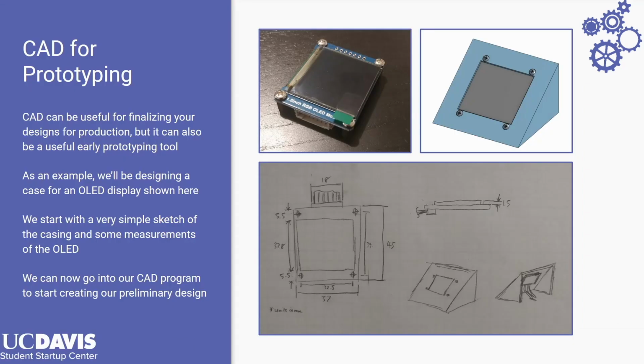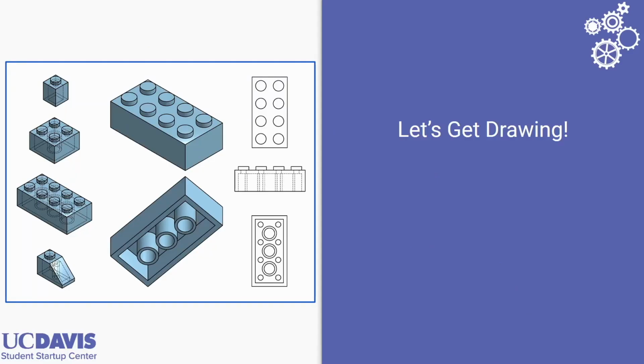So when we think about CAD, usually we think of it as the final step where you have your design, you have your prototypes, and now you need to formalize that design so you can send it off for people to manufacture. But it can also be a very useful early prototyping tool. Because of how easily you can alter measurements and change the shape of things, you can go into your CAD software and really test out all the different parameters of your design before making it into a physical prototype. So with that, let's get drawing.